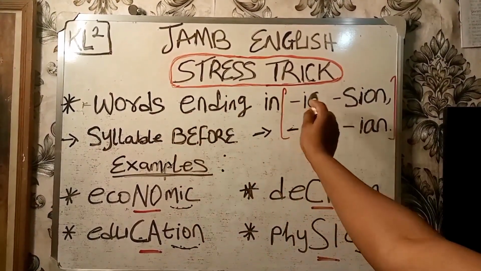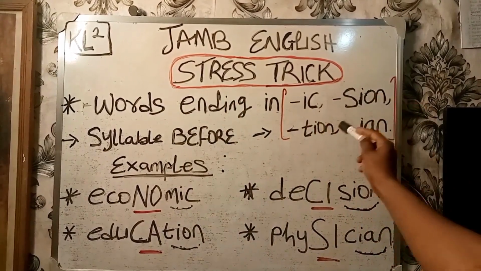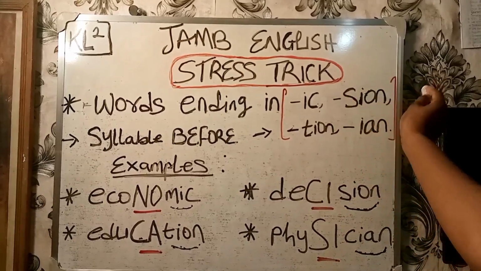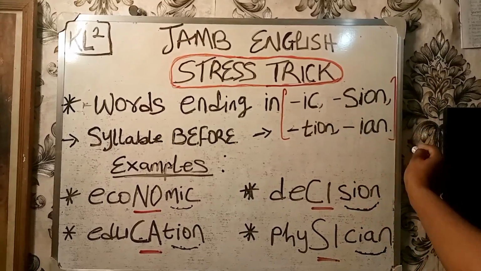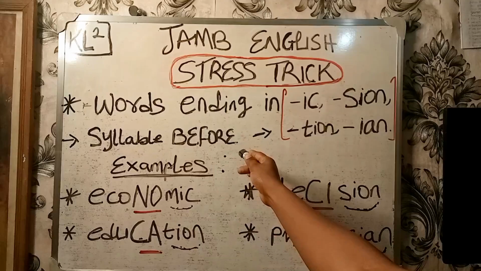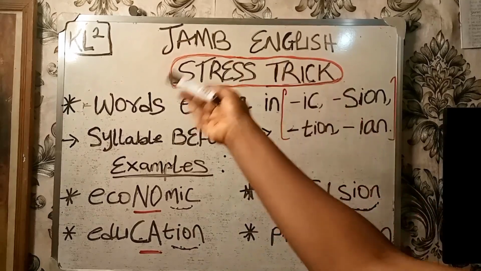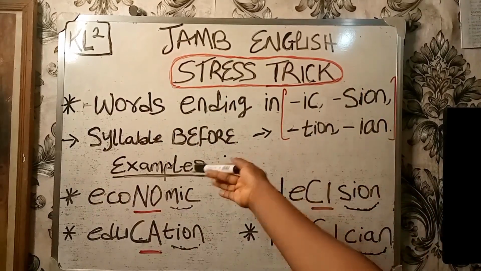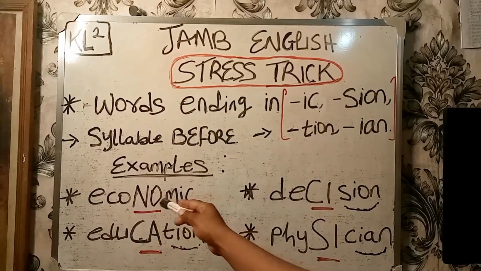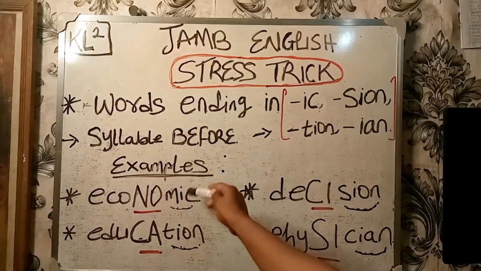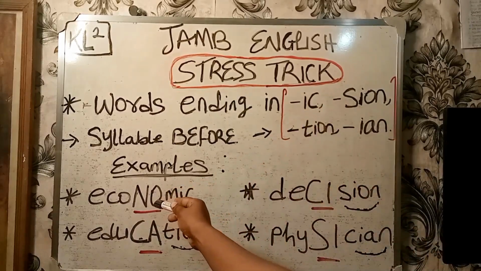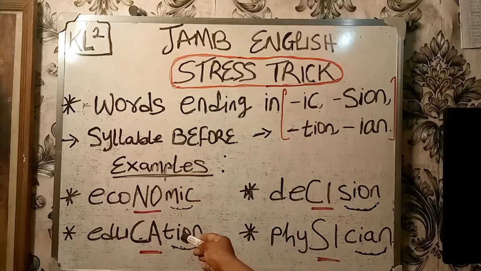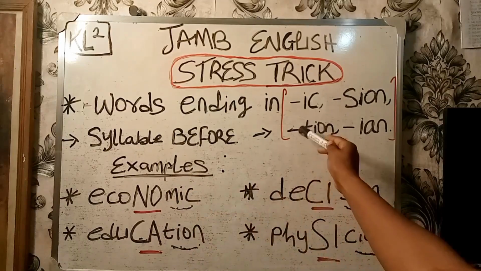Next, we have words ending in IC, SION, TION, IAN. Now we stress the syllable that comes before this ending. Note, the syllable that comes before these endings is the stress. Now examples, we have economic. So you can see that NO is the syllable that comes before IC. Now this one obeys the IC rule. So it's NO. NO is capitalized. That's our stress.